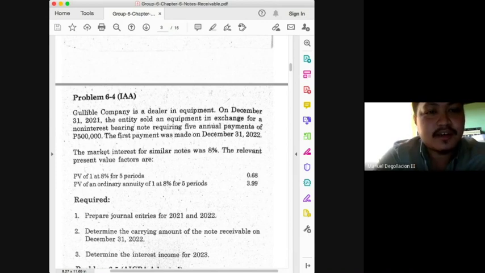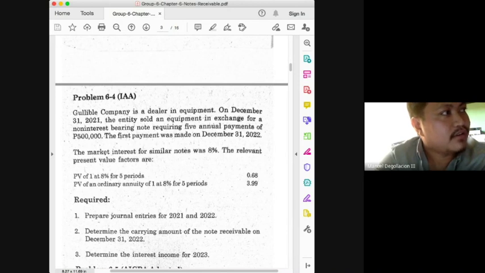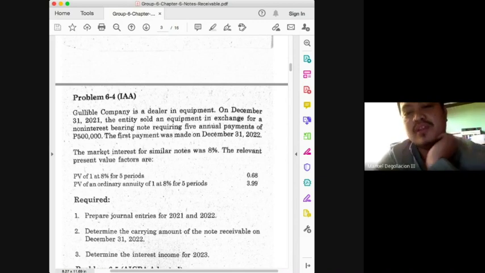Initially, our unearned interest income, class, was 500,000, and we have earned this year the amount of 159,600. So that means the remaining unearned interest income after 1 year would be 345,400. I hope you are following, class. And you deduct 345,400 from 2 million, you would get 1,654,600. Okay, and that would be the carrying amount on December 31, 2022.